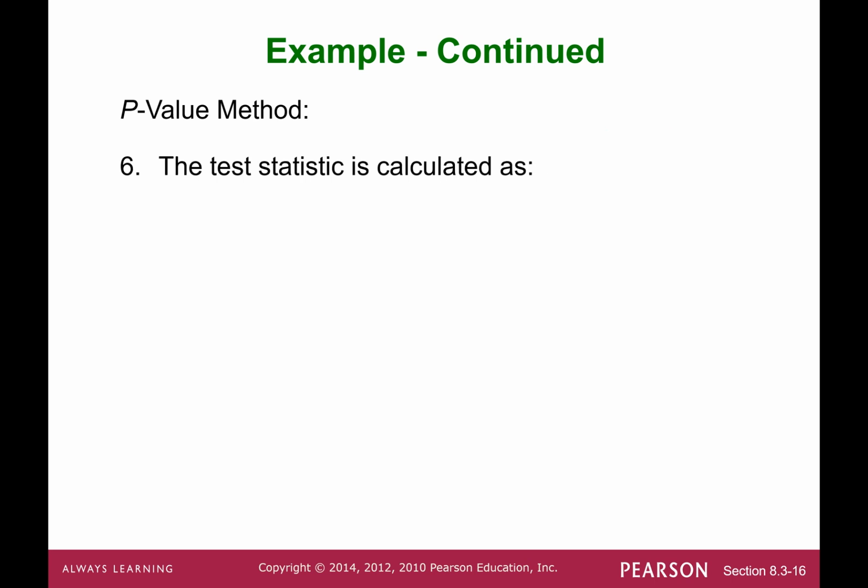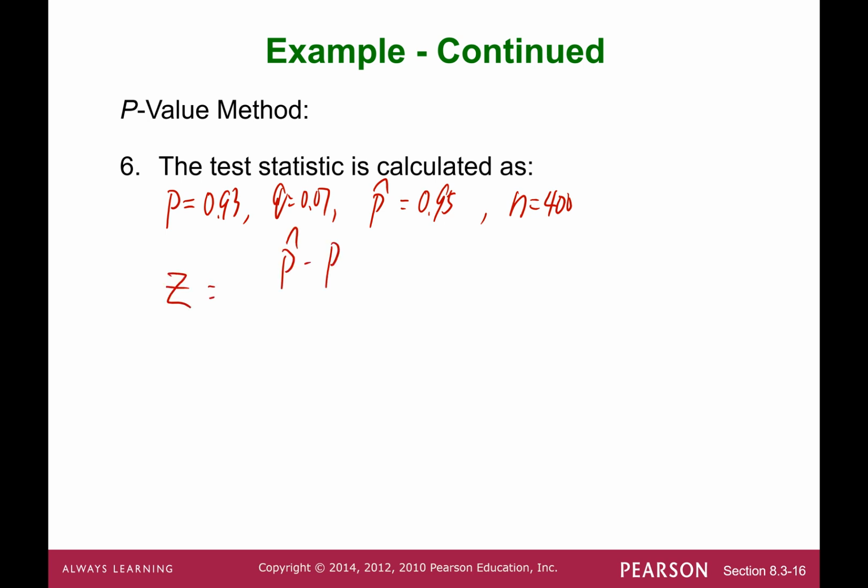Now, under the p-value method, p is 0.93, q is 0.07, p hat is 0.95. Okay, and we know the sample size is 400. Based on this, we can find a critical z-score. p hat minus p, over the square root of pq over n. This is the test statistic, the z-score.